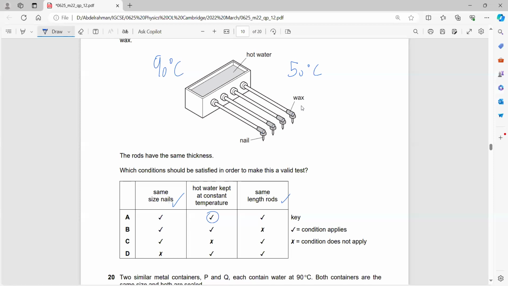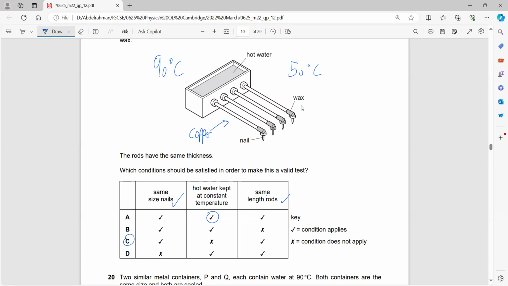The rod with the best thermal conductivity, the nail would fall first. For example, if this was copper, the nail attached to it would fall first in any condition, whether the temperature was 90, 70, 50, whatever. So it has to be C.